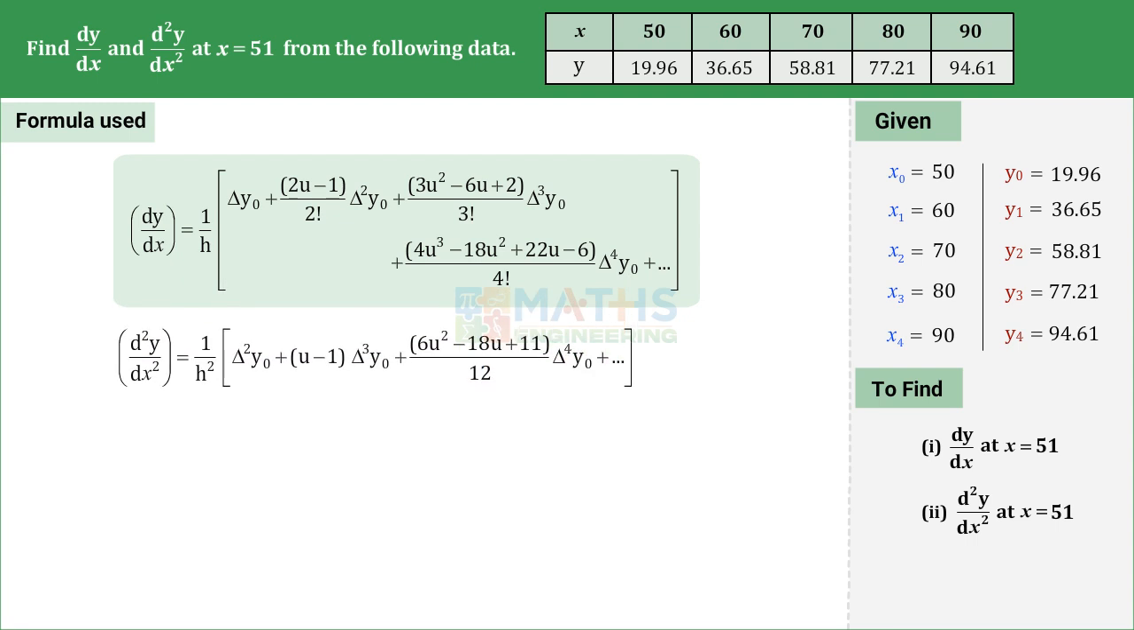The second derivative d square y divided by dx square is equal to 1 by h square into del square y0 plus u minus 1 into del cube y0 plus 6u square minus 18u plus 11 divided by 12 into del power 4 y0 plus etc.